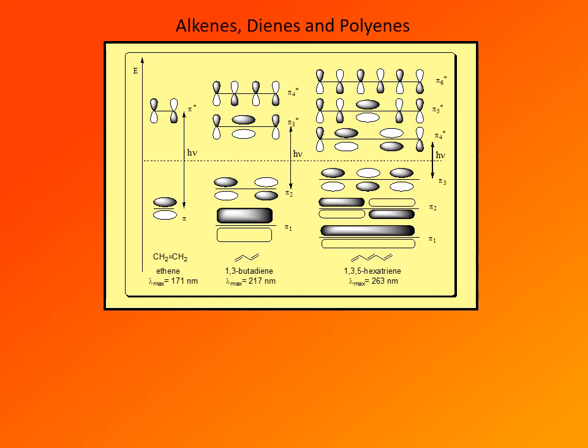Here is an example of how conjugated double bonds affect the energy required for pi to pi star transition. So the first example, as a benchmark, is what we have already seen, pi to pi star transition in the molecule of ethene. We have already seen that very high energy is required for that transition, and so lambda max is 171 nanometers, not suitable for study by UV spectroscopy.